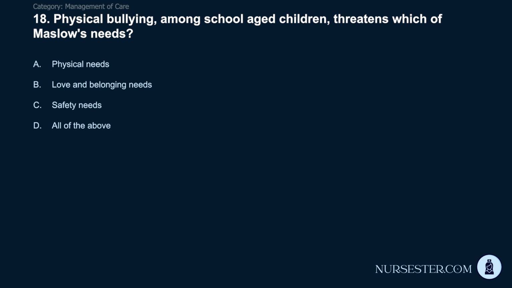18. Physical bullying among school-aged children threatens which of Maslow's needs? A. Physical needs. B. Love and belonging needs. C. Safety needs. D. All of the above. Correct answer, D. All of the above.